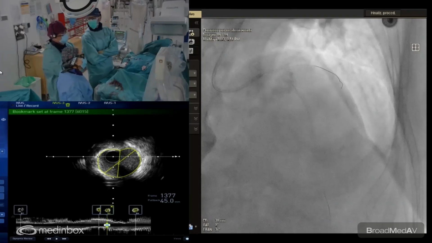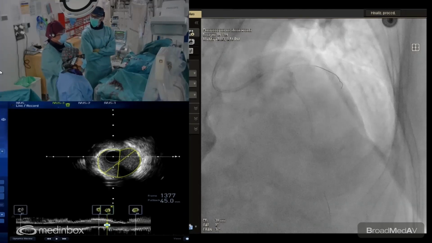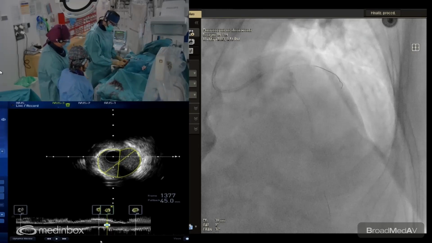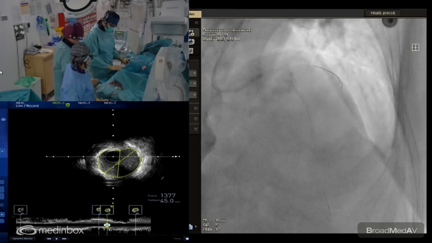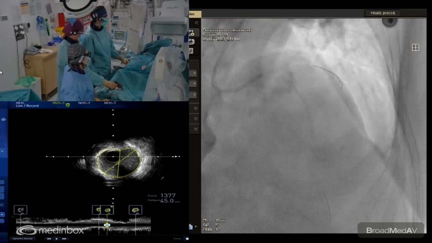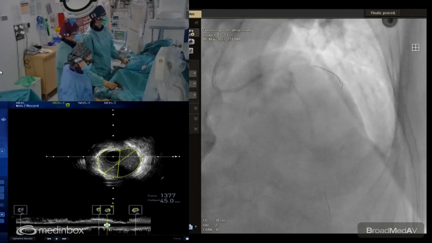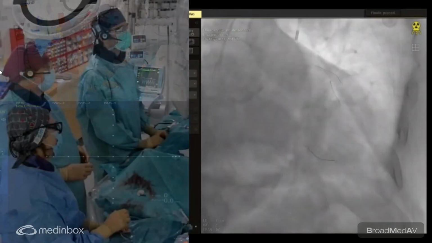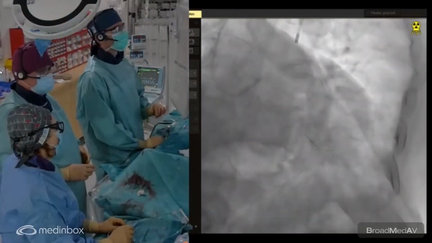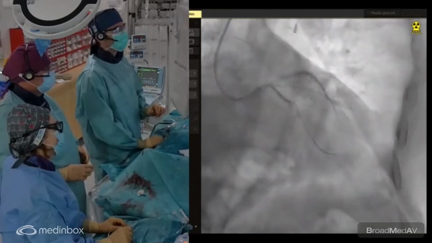I think we're done here. So let's go for the circ. The result of the LAD is quite good. We are not injecting any more contrast here because we have the IVUS that confirms it. So we are moving to the circ. A little bit more. Okay, we are there.